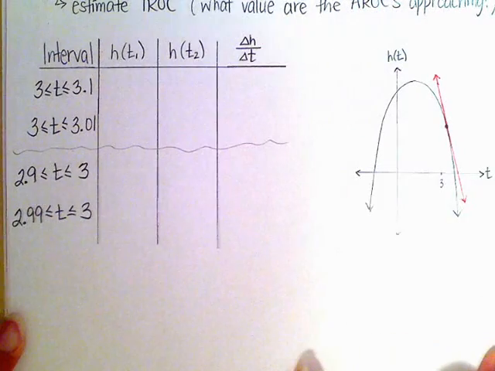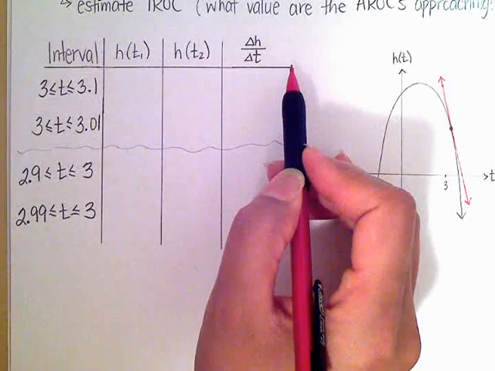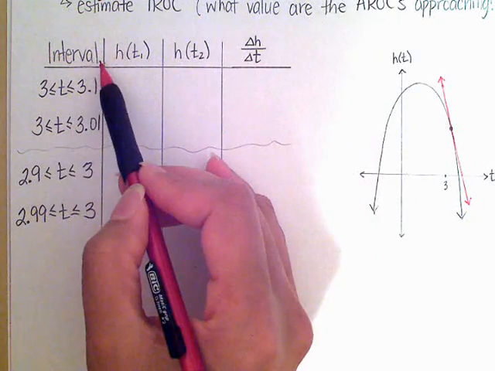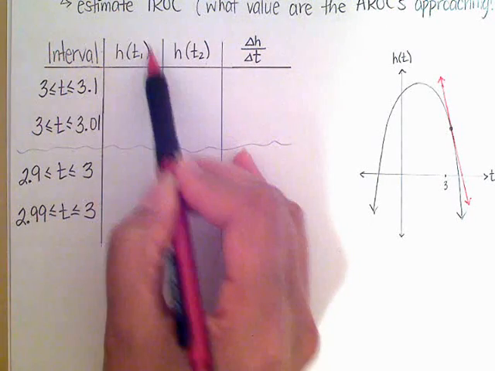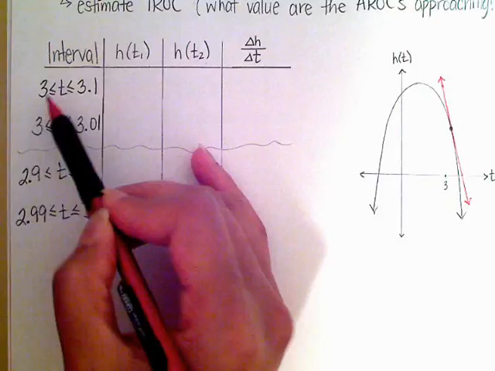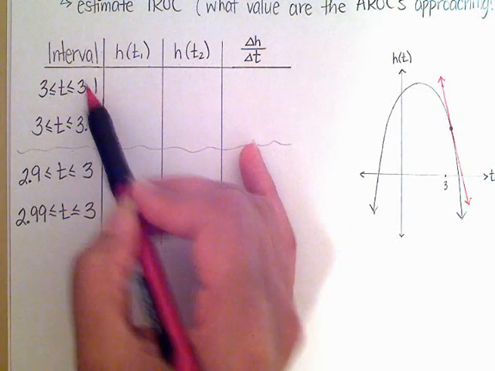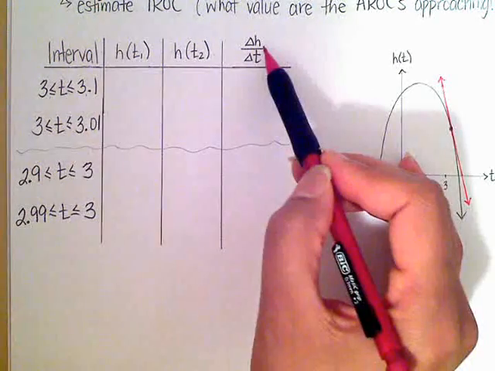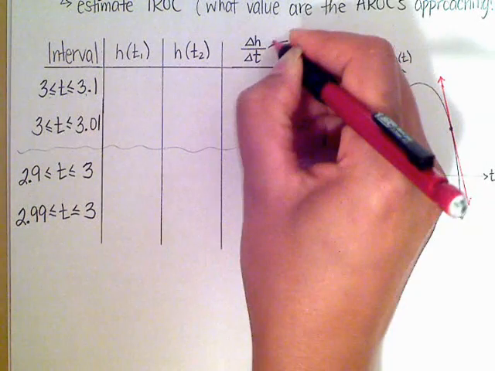Okay, so at the top of the chart, you'll also notice that I've written h of t1 and h of t2. What this will help me do is organize what the height of the function would be at the first time, and then the height of the function at the second time. And then using these values, I can find the slope, or the average rate of change. So this is actually the average rate of change.